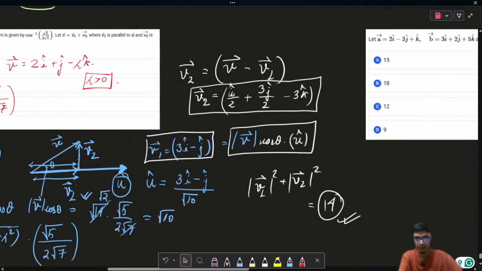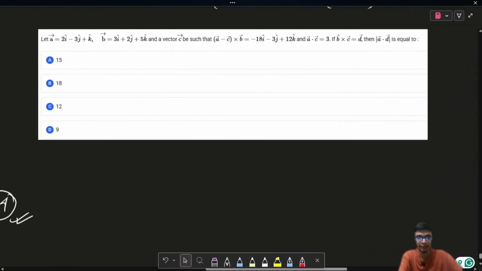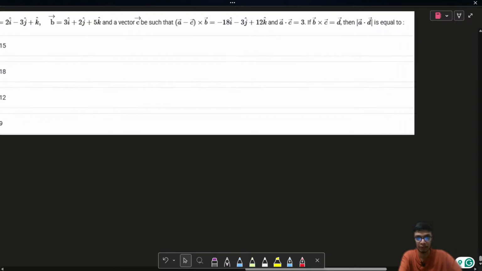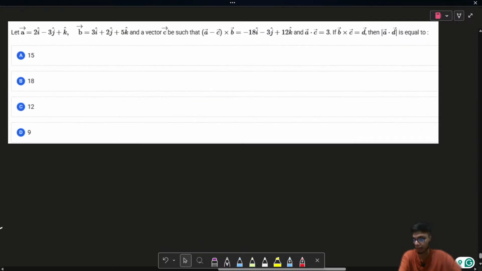So with this part, let's move to the last problem, and this is my last problem. If you look at this problem again, it is also a very straightforward problem which you can try to solve in a similar manner. I'm just giving you the hint and I want you to solve it by yourself and let me know the answers in the comment section.